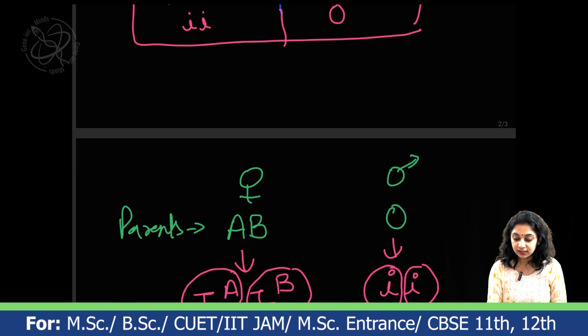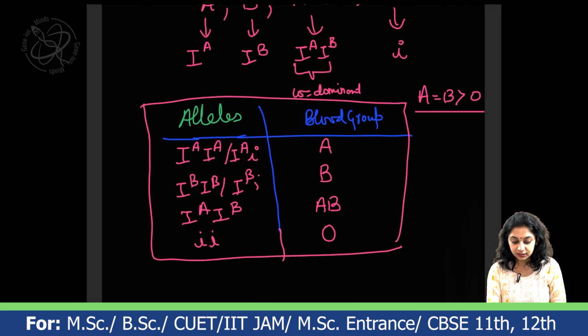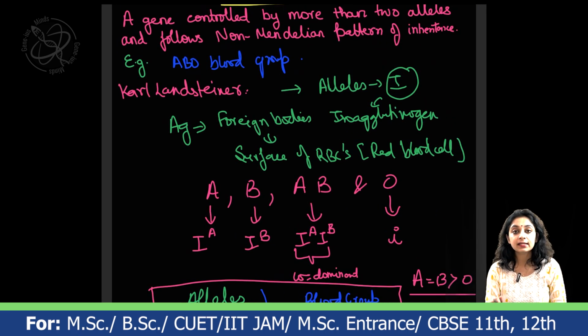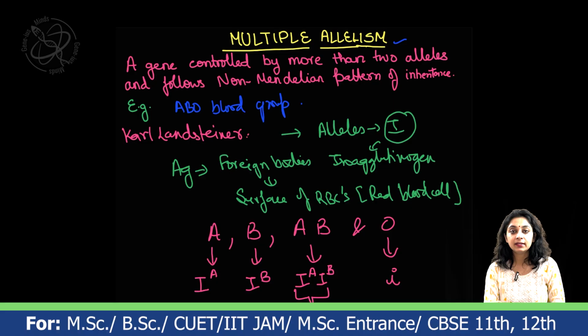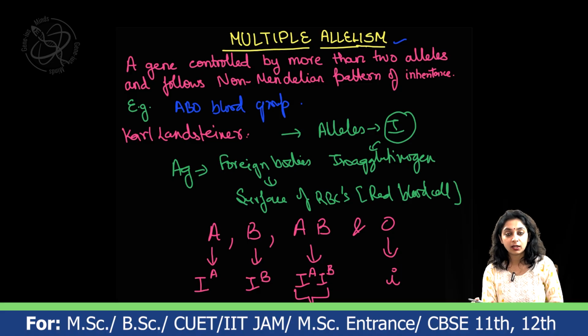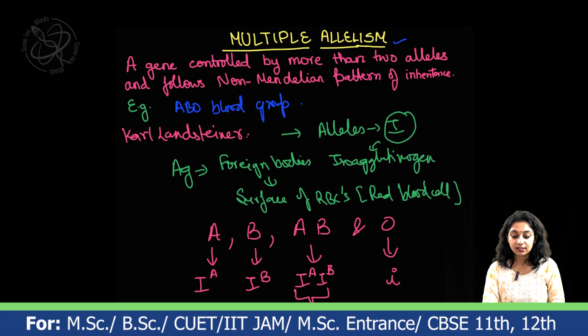As you have seen here, we have taken ABO blood grouping as an example of multiple allelism, where the gene responsible for coding different blood groups is determined by more than two alleles, which are IA, IB, and in the case of O blood group, the small i, which is a recessive condition there. So with this we finish this topic, multiple allelism.